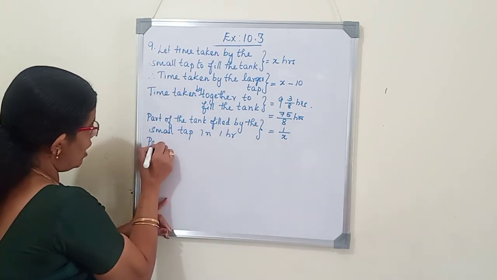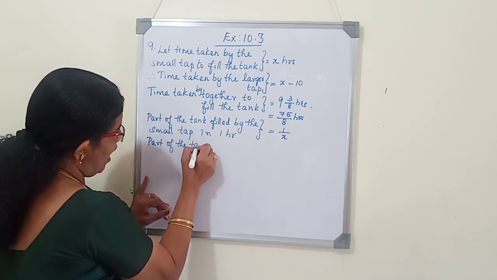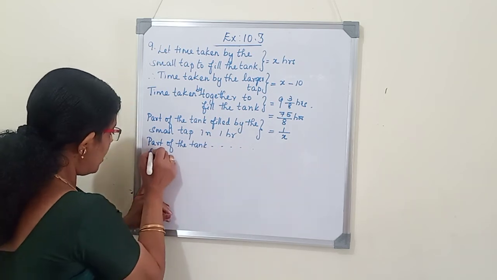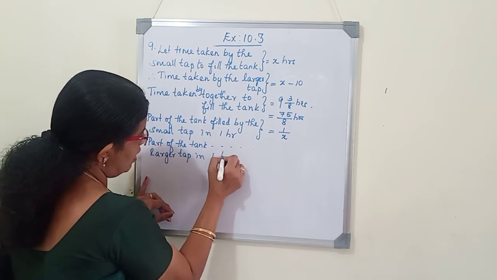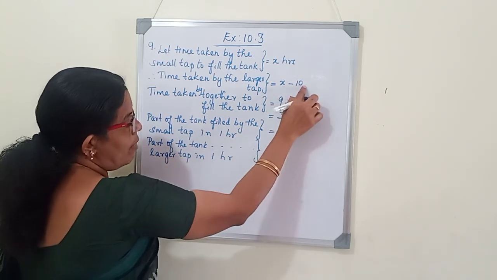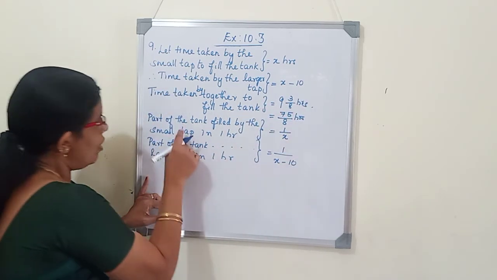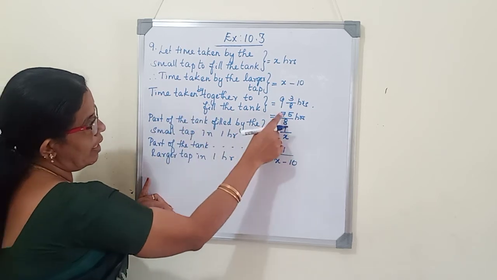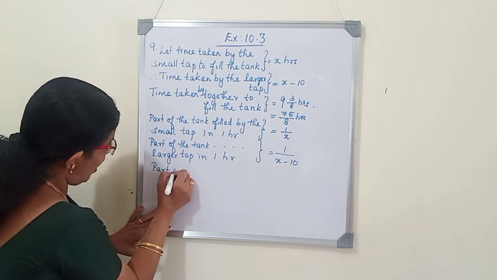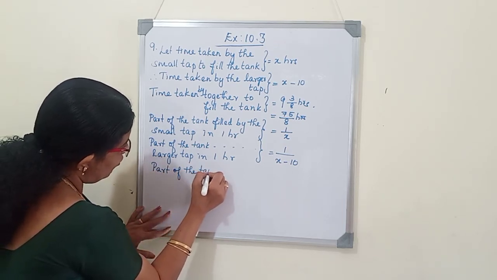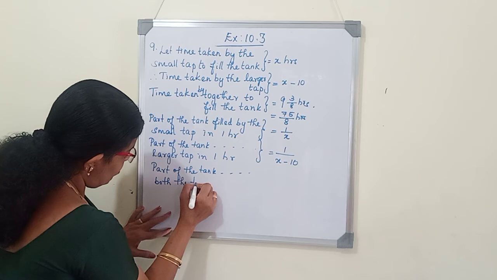In the same way we will write the part of the tank filled by the larger tap in 1 hour. The larger tap takes x minus 10 hours in total, so it fills 1 by x minus 10 of the tank in 1 hour. Both the taps together will take 75 by 8 hours to fill the tank. So we will write the part of the tank filled by both taps together.